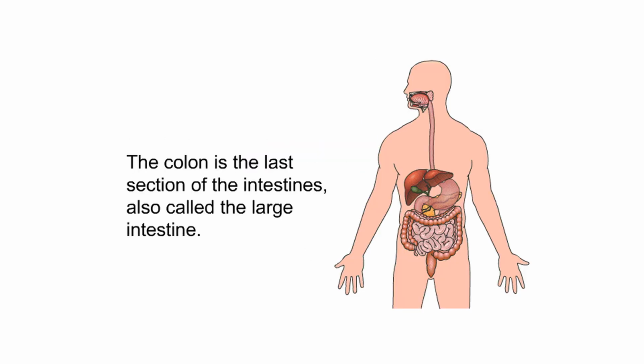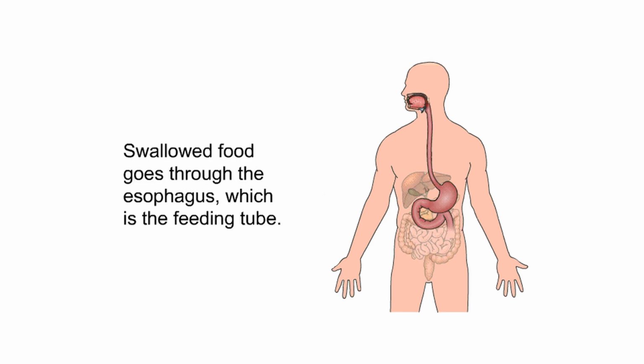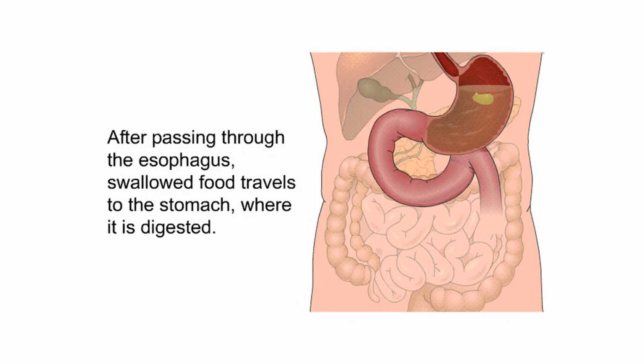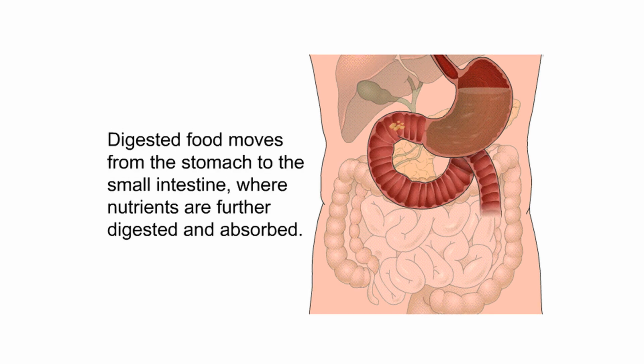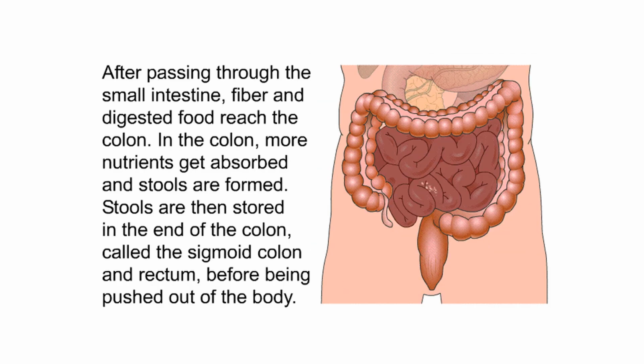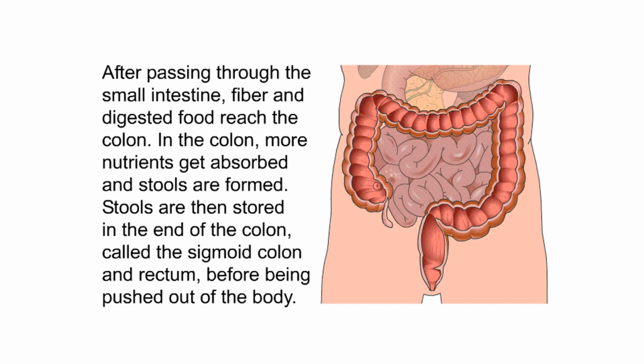Anatomy. The colon is the last section of the intestines, also called the large intestine. Swallowed food goes through the esophagus, which is the feeding tube. After passing through the esophagus, swallowed food travels to the stomach, where it is digested. Digested food moves from the stomach to the small intestine, where nutrients are further digested and absorbed. After passing through the small intestine, fiber and digested food reach the colon. In the colon, more nutrients get absorbed and stools are formed. Stools are then stored in the end of the colon, called the sigmoid colon and rectum, before being pushed out of the body.